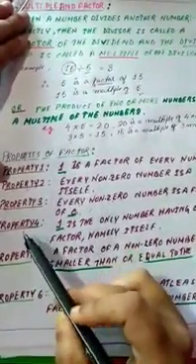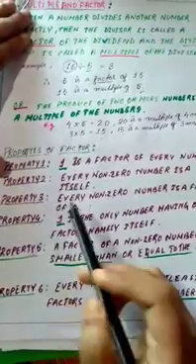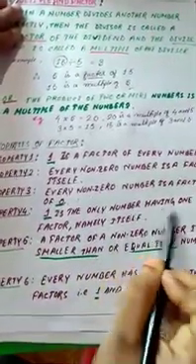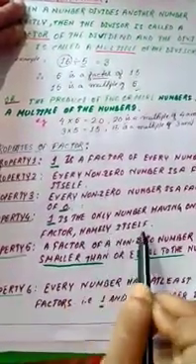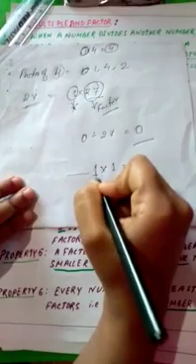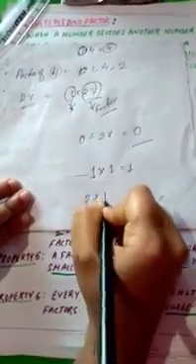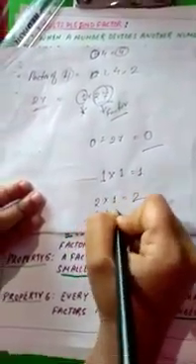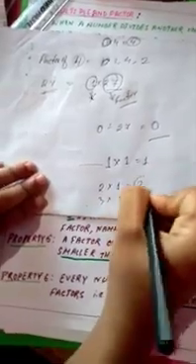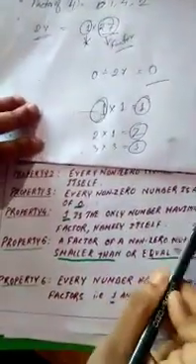Alright, and the next property is: 1 is the only number having one factor, namely itself. 1 into 1 you will get 1, and for the rest of the numbers, if you multiply 2 into 1 you will get 2, 3 into 1 you will get 3, so you get another number. Only 1 has only one factor.